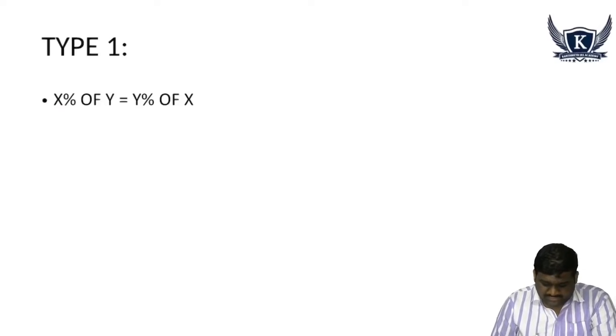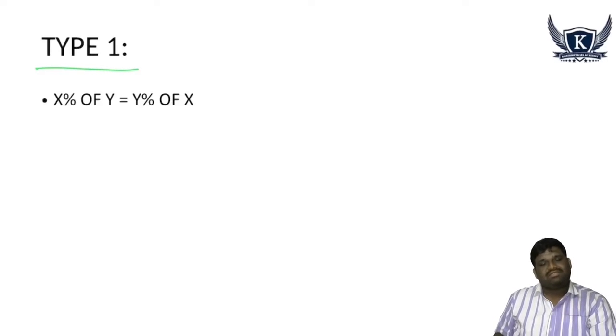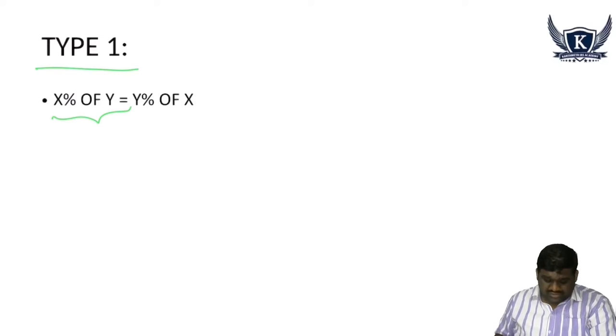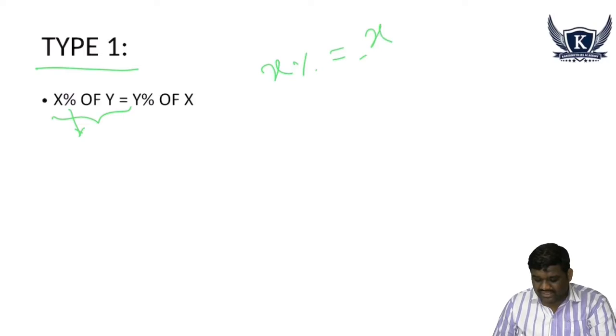Coming to the concept of type 1. In the percentages module, basically there are two types of questions that will be asked in your examination. In type 1, it is about x% of y. As I told earlier, percent means on 100. So x% is nothing but x by 100.